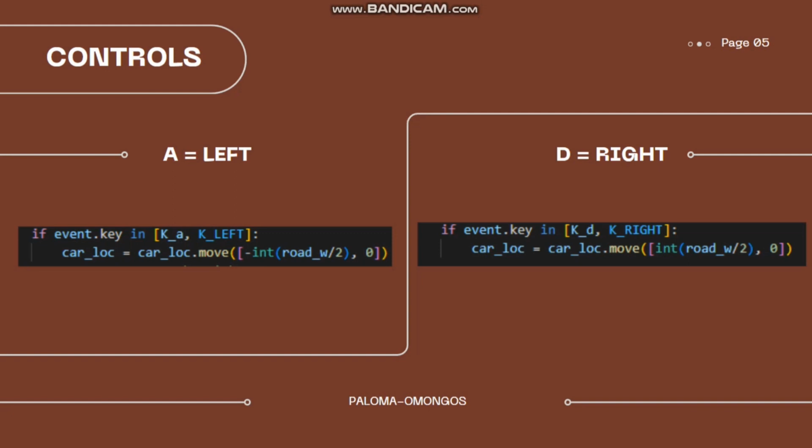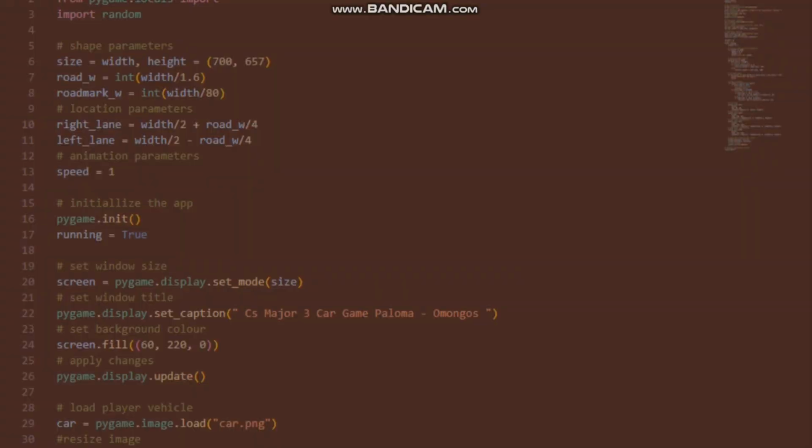Now for the controls, we only have two controls, the A key for the left and the D key for the right. So if event key in K_A, then car location moves to the left. So that explains the minus symbol here. It means it moves to the left. The same way when event key in K_D, the car location moves to the right.